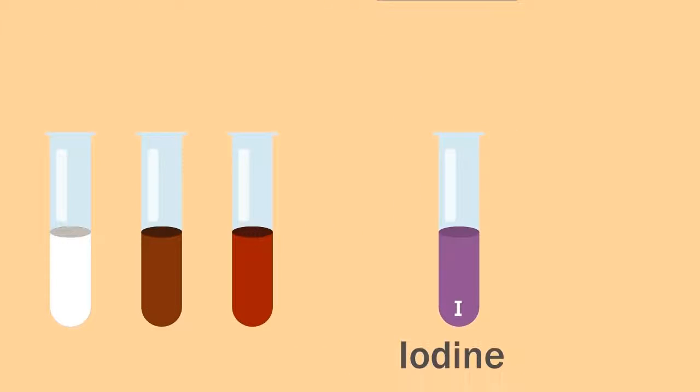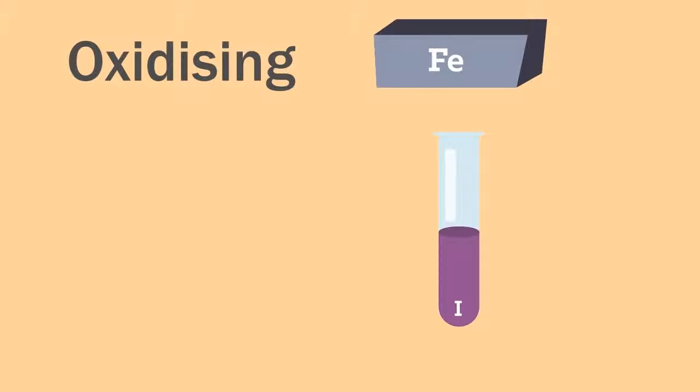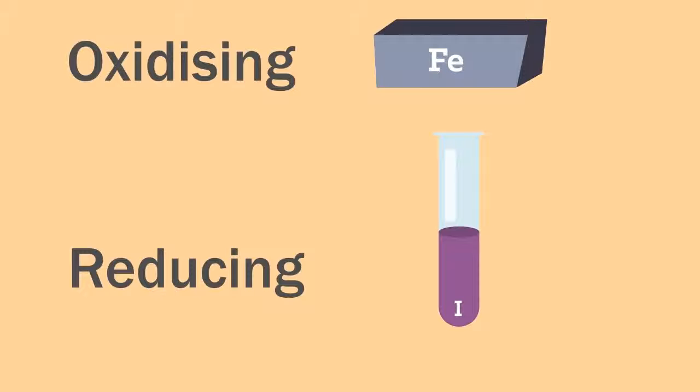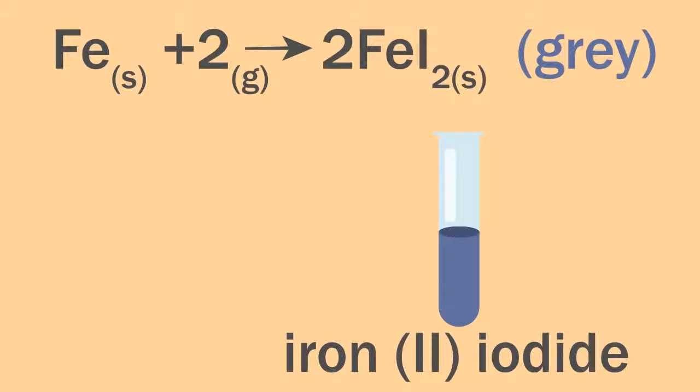The reaction with iodine is not so successful. This is because iron(III) is very oxidizing and iodide is very reducing. They can be reacted directly, but this produces iron(II) iodide. The reaction again is shown on the screen.